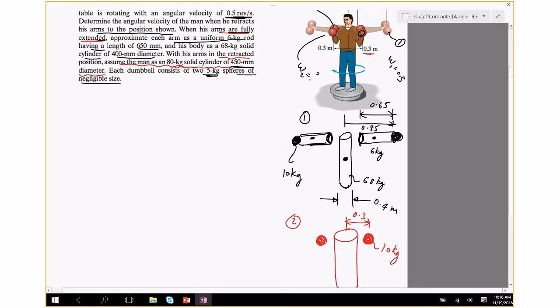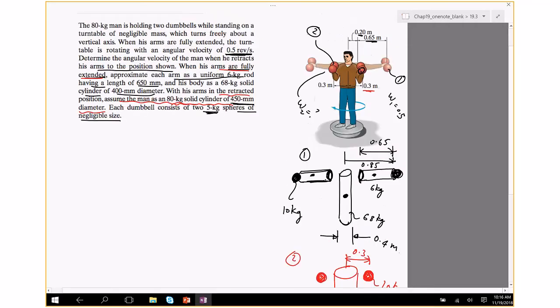Okay, so first of all, what's the principle? If you look at the system about an axis passing through the center, then all the forces acting about that axis sum to zero. So what we can do is apply the principle of conservation of angular momentum.